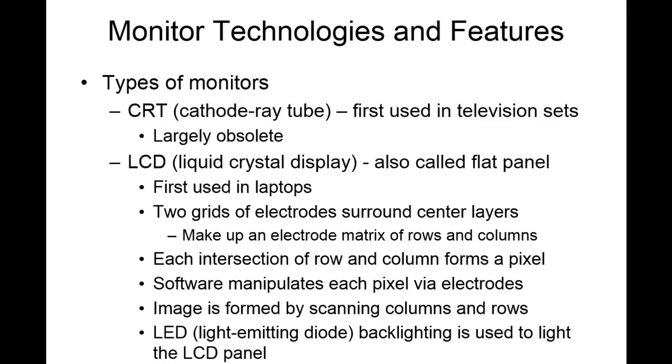They manipulate each pixel via electrodes inside your monitor, and then that image is formed by scanning both the columns and the rows to form the image and transmit it to your screen. So the technologies are great. If you have an old CRT, it's time to get rid of that 40-pound plus beast and move to LCD, LED, or plasma technology. Another type of monitor technology that you might come across is a projector.